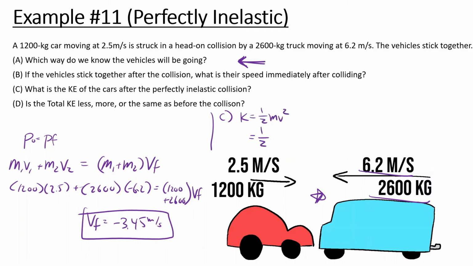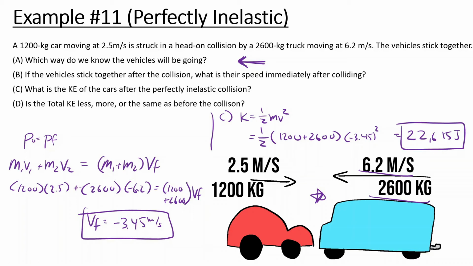So this is going to be equal to 1/2 the mass. They're both going to be moving with a certain mass, so it's going to be 1200 plus 2600. And they're both going to be moving at a speed of negative 3.45 squared. So let's see what that gives us. 3.45 squared becomes positive, times parentheses 1200 plus 2600, and then times 0.5. And we get a total energy of 22,615 joules.